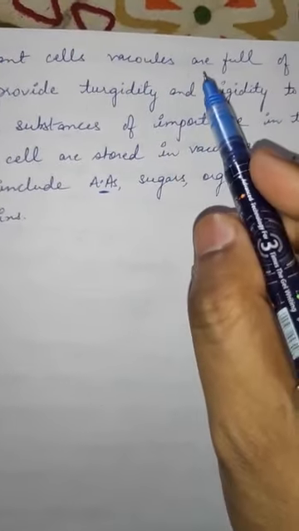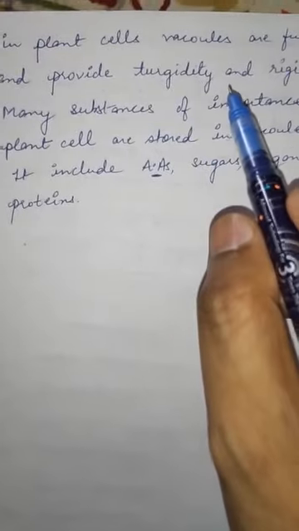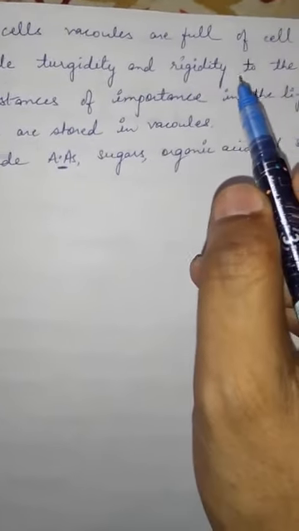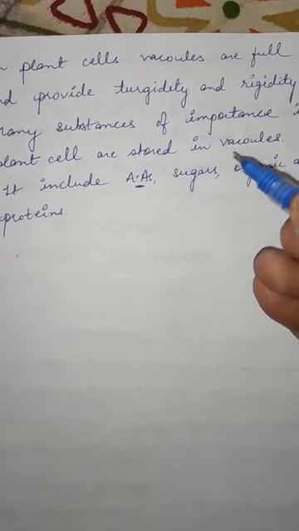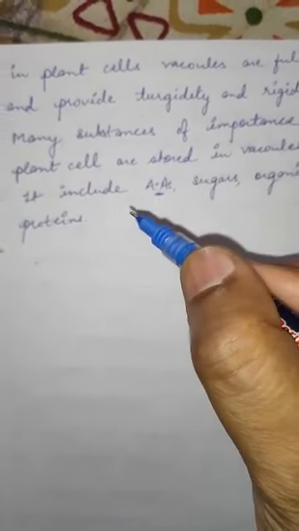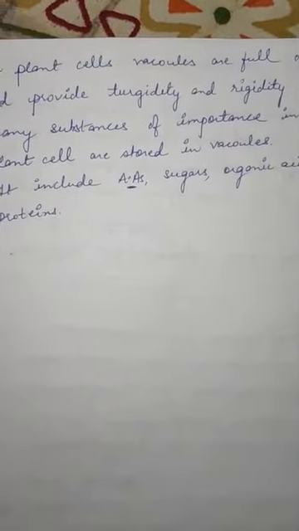In plant cells, the vacuoles are full of cell sap, and what will it help with? It will help in turgidity and rigidity to the cell, for maintaining the shape of the cell, right? Many substances of importance in the life of plant cells are stored in the vacuoles, like amino acids, sugars, organic acids, some proteins. So they are stored in the vacuoles, right? I hope now the topic is clear. Okay.